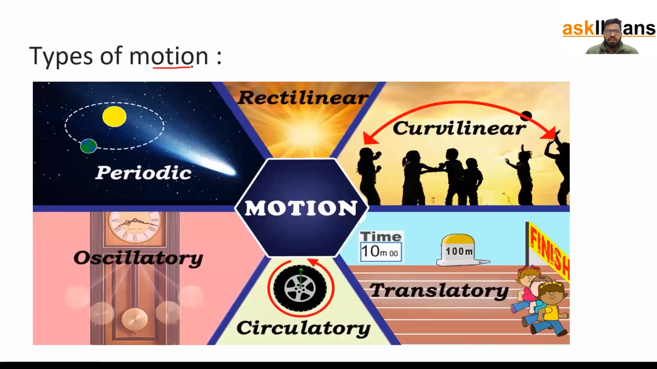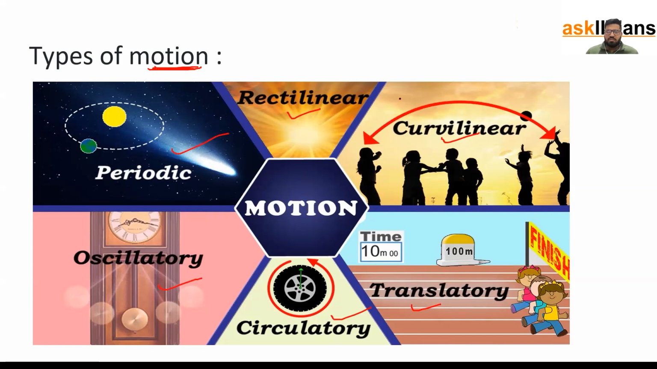We are going to see what the different types of motion we can have are. Okay, there is a chart given here. You can see one is rectilinear motion. We'll see it in detail later. The second one is curvilinear motion. Third is translatory motion. Another is circulatory motion. This is oscillatory and this is periodic motion.